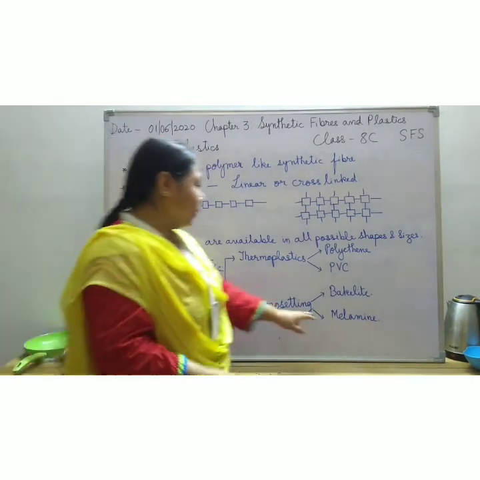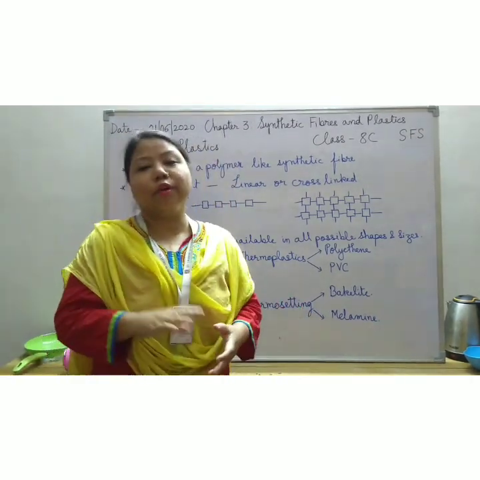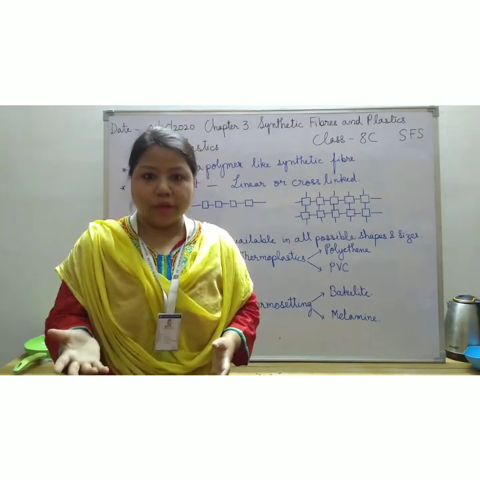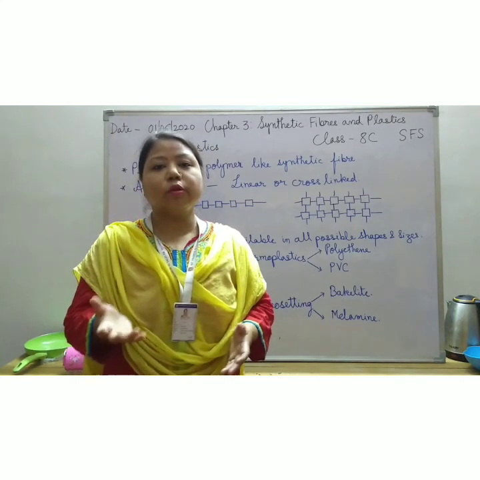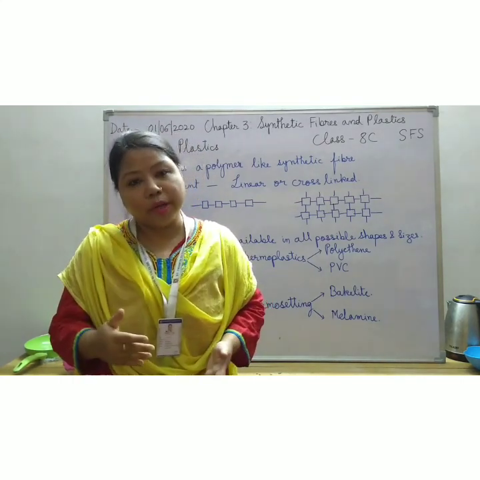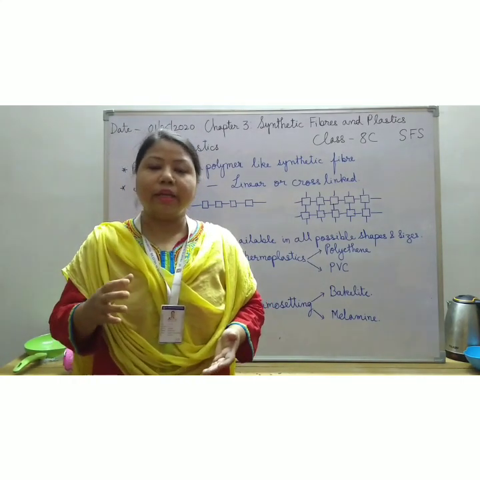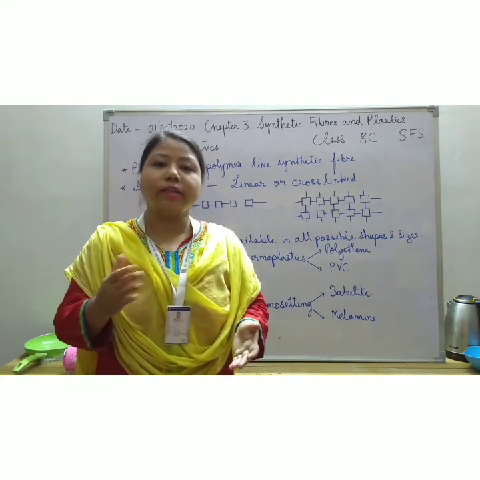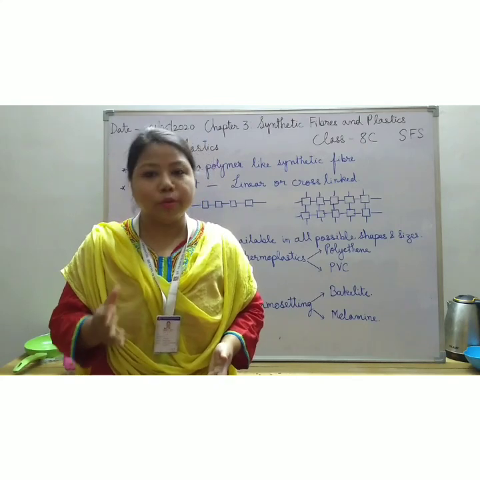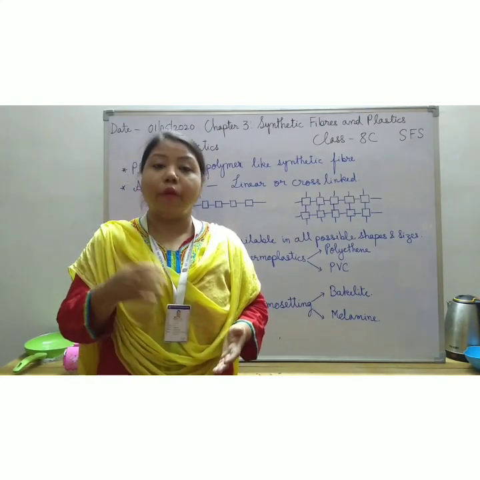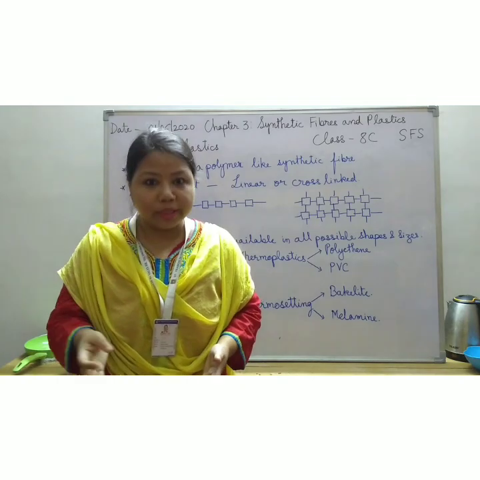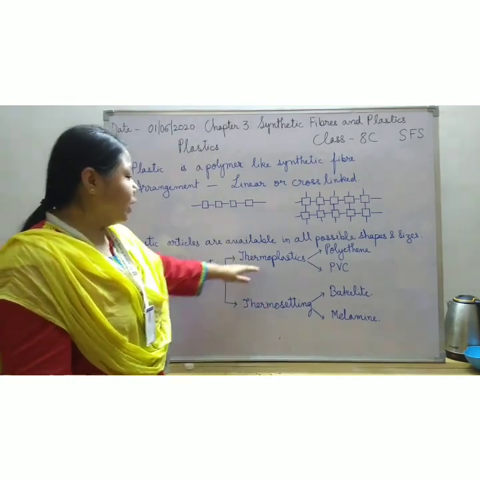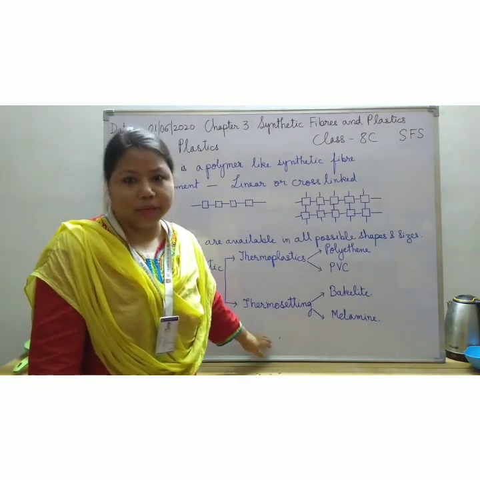Similarly, melamine is also a versatile material or plastic. Melamine resists fire and it can resist a lot of heat also, and as a result it is used to make utensils and fabrics for fire resistance. So these are the types of plastic: thermoplastic and thermosetting plastic.